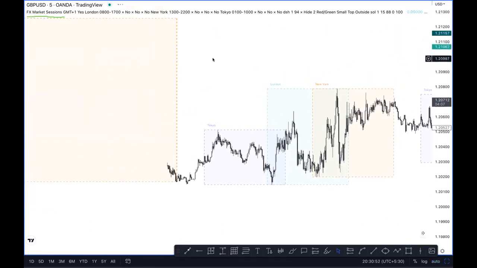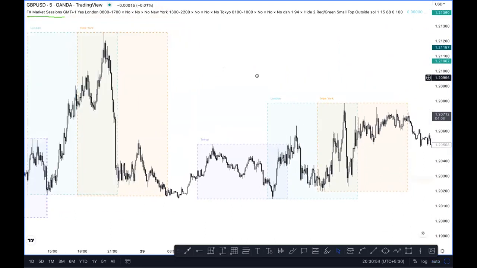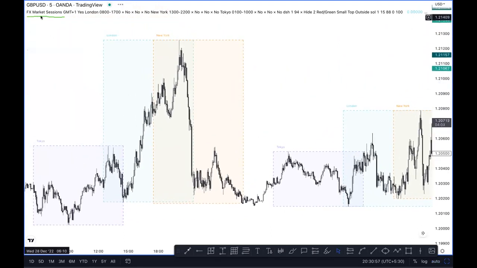Every session looks very clear and sharp. Okay, FX Market Session, and there are a lot of session indicators. So you can use any other. It's up to you which indicator is suitable for you.